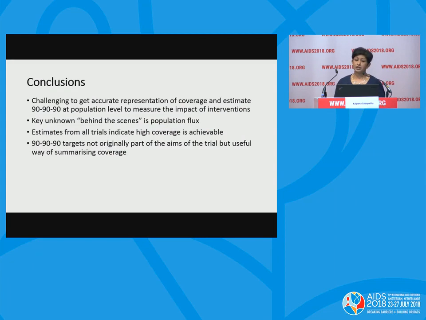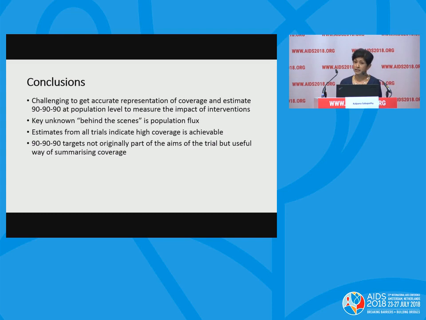So I'll conclude by summarizing. I hope I've illustrated that it is challenging to get accurate representation of coverage and estimate 90-90-90 at a population level, especially to measure the impact of interventions over time. And a key unknown in relation to this is the behind-the-scenes flux in the population. However, I think broadly estimates from all the trials indicate that high coverage is achievable.